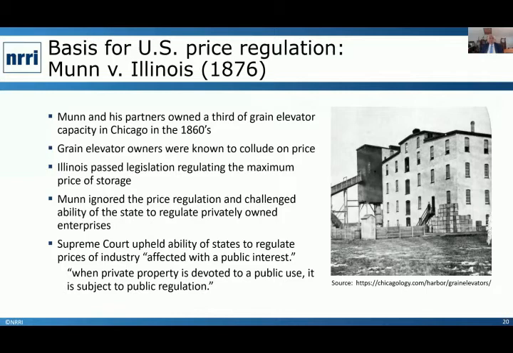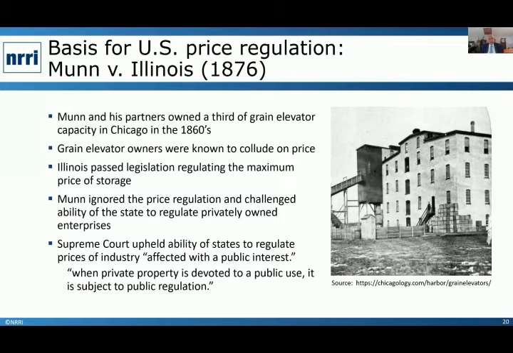Munn ignored the price regulation and challenged the ability of the state to regulate privately owned enterprises. The Supreme Court upheld the ability of states to regulate prices of industry affected with a public interest. So here again, there's this notion of we regulate because something is affected with a public interest. And further, the Supreme Court said, when private property is devoted to a public use, it is subject to public regulation.